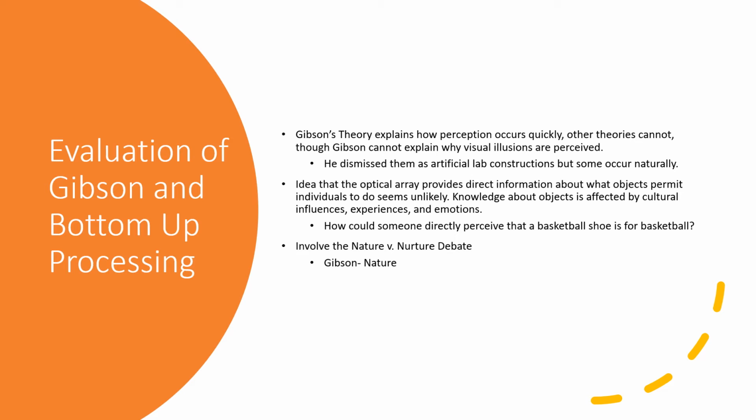And this idea that the optical array provides direct information about what objects permit individuals to do really seems unlikely. We would have to have more information to know how it works. You know, the first time you see a bike, it's not like your brain immediately says, oh, I can do this, right? You have to see potentially other people do it. You have to learn more about how a bike operates. Maybe you have past experiences with like a tricycle, and knowing that you won't necessarily fall off. You know, all of those things are important.